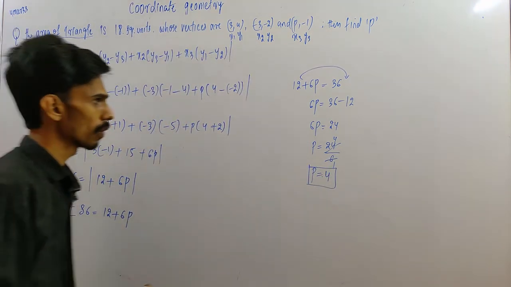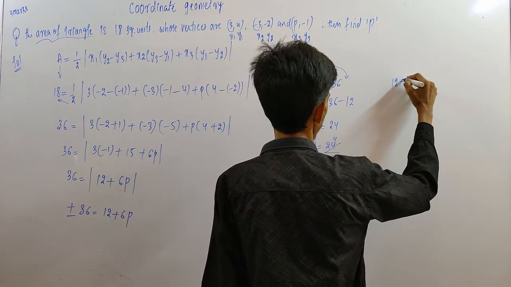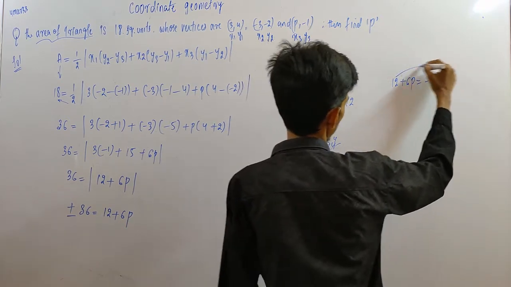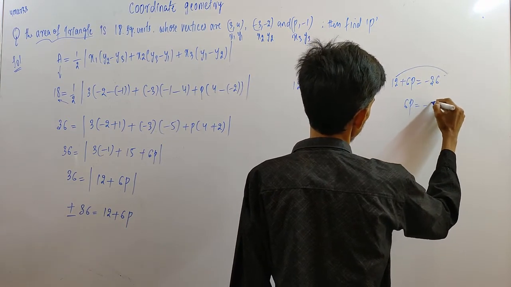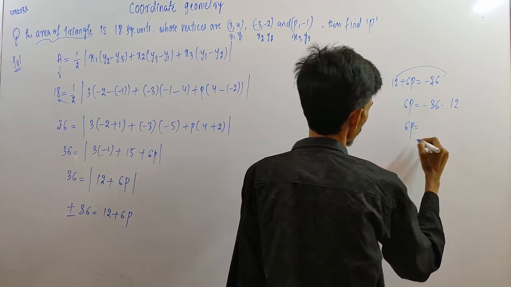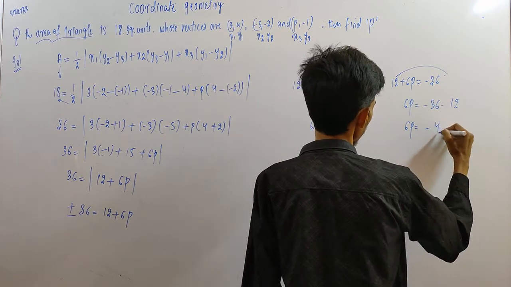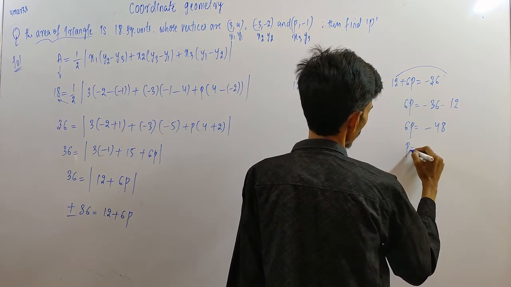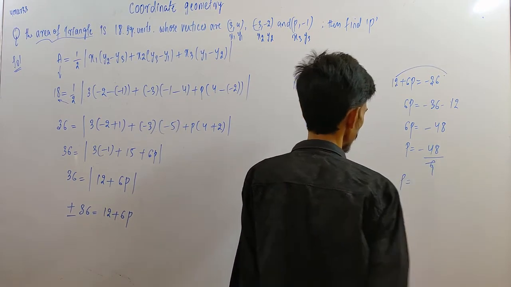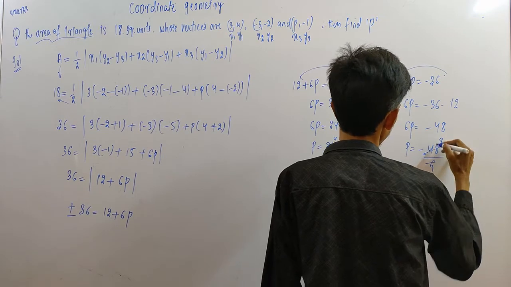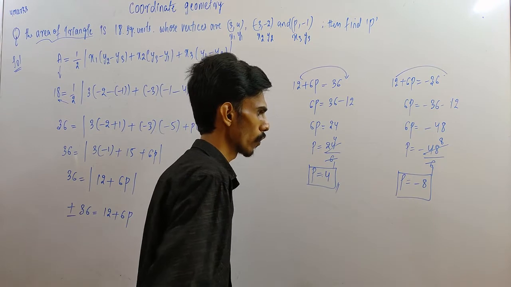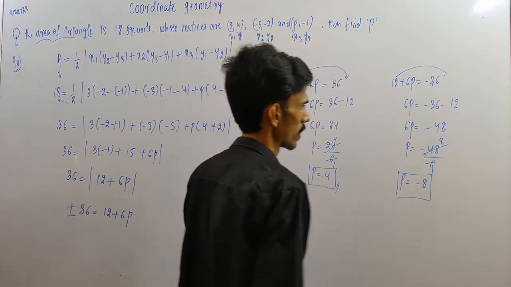Take the negative value also. We have 12 plus 6p equals minus 36. Send this here. We have 6p equals minus 36 minus 12, both are minus, 48. So p equals minus 48 divided by 6. 6 eights are 48. So we have p equals -8. We have two values of p: p equals 4, p equals -8.